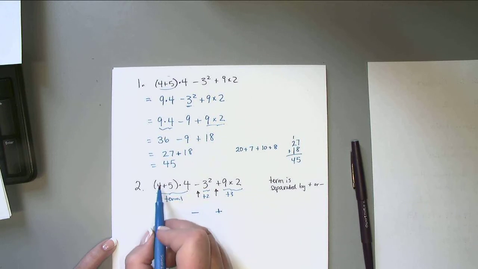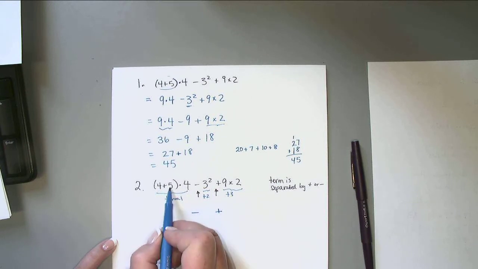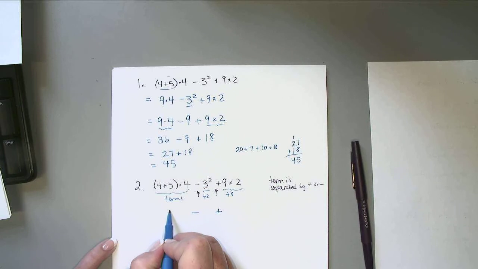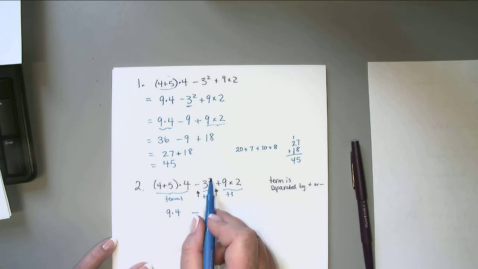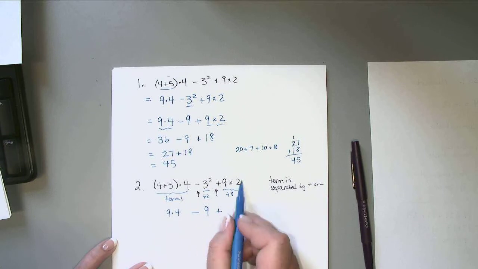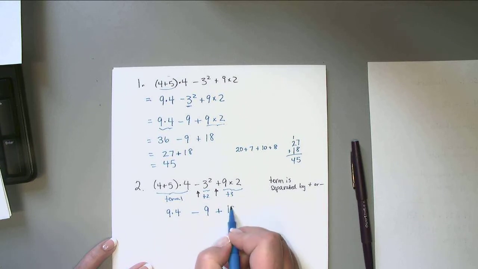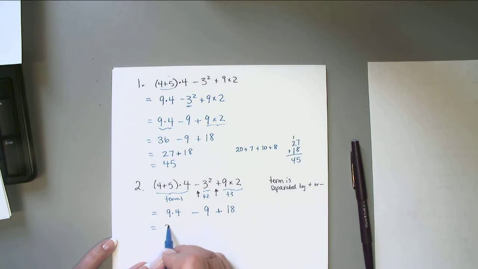So term 1, 4 plus 5 is 9. And 9 times 4 is 36. So we could actually write 36 here. 3 squared is 9. And 9 times 2 is 18. Put an equals at the beginning. So 36 minus 9 plus 18.